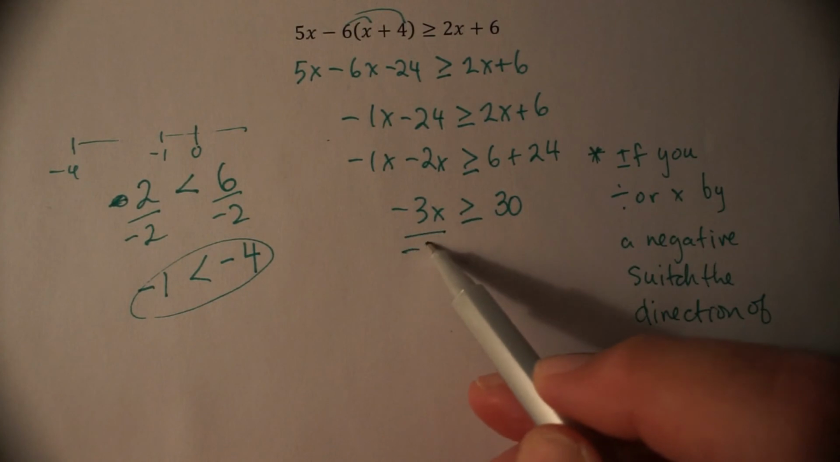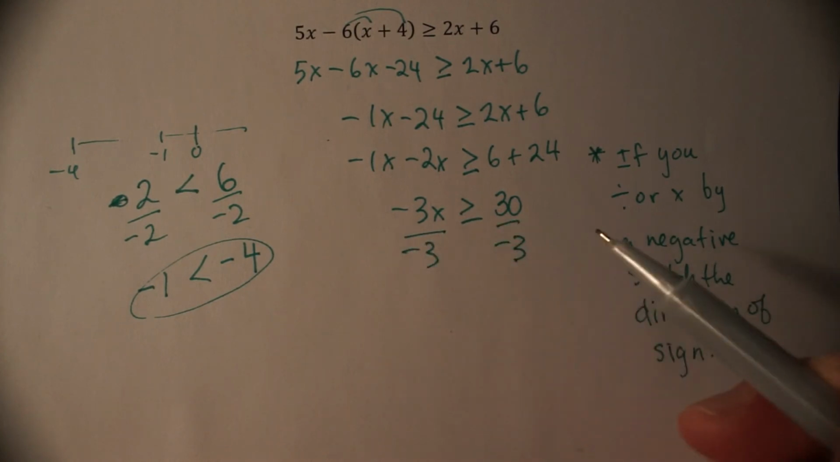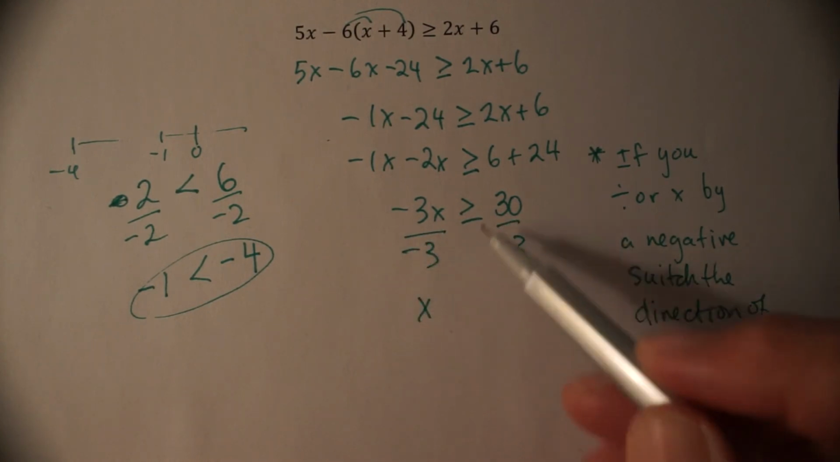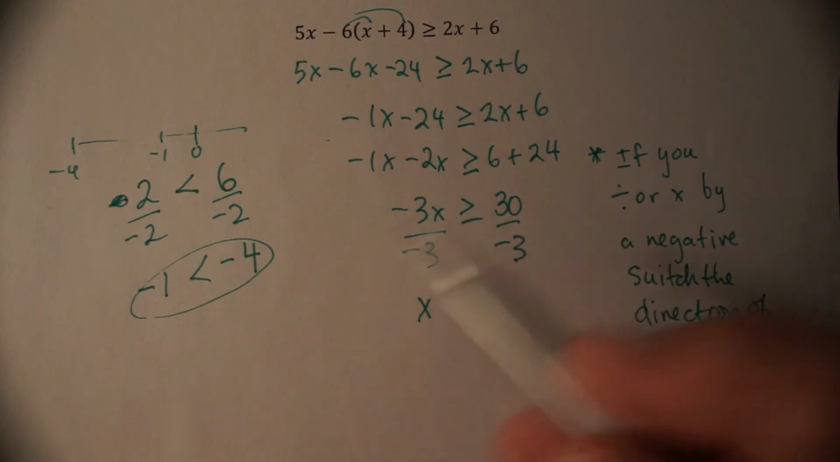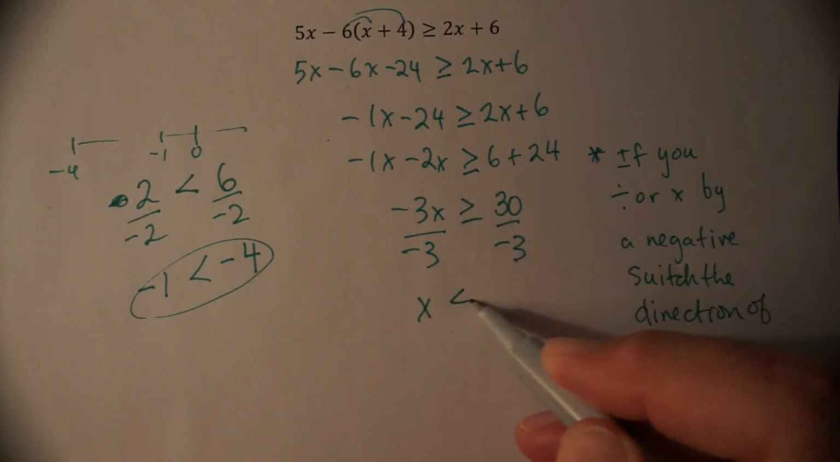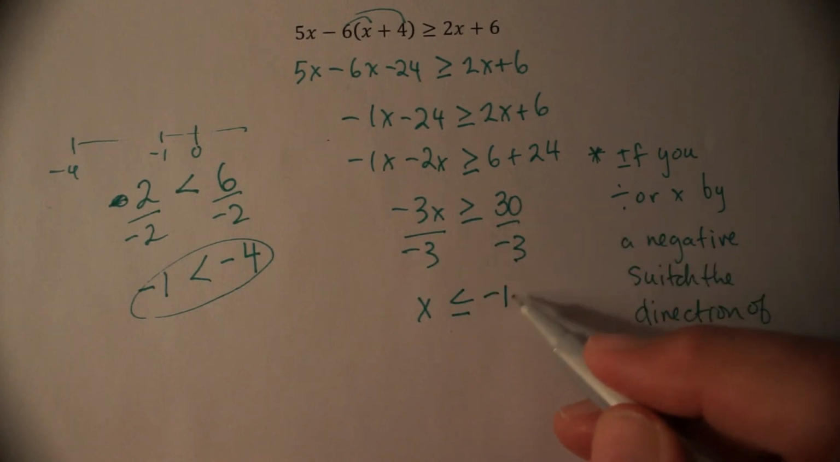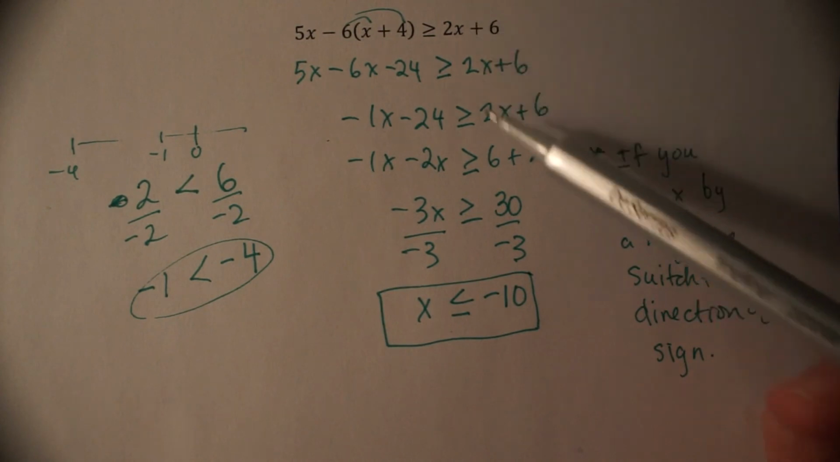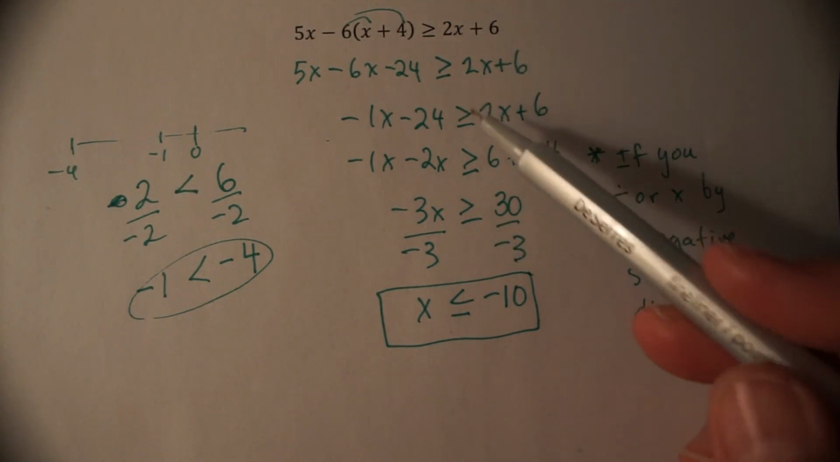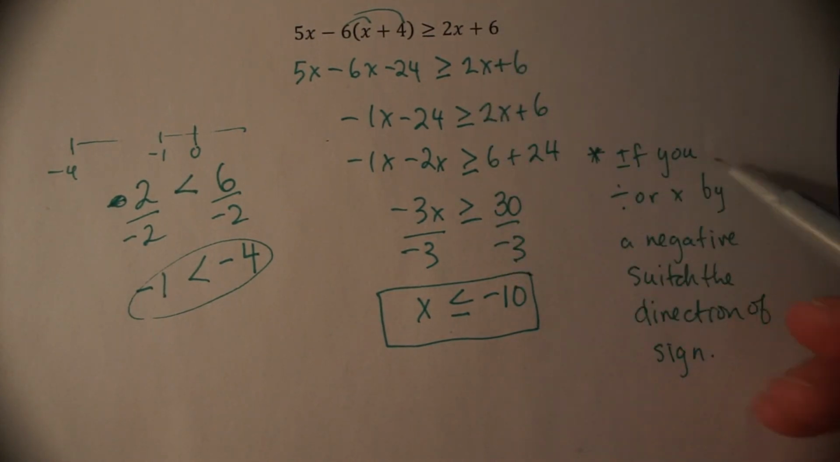So right now, I'm at a place where I want to divide both sides by negative 3, which I can do. It's just that when I'm done doing that, instead of that being greater, remember, it switches around. So it's now going to be less than or equal to negative 10. So just remember, when you're doing linear inequalities, treat that exactly like an equal sign. Don't even think too hard about it, except if you're dividing or multiplying by a negative. Then you need to switch the direction of the inequality sign.